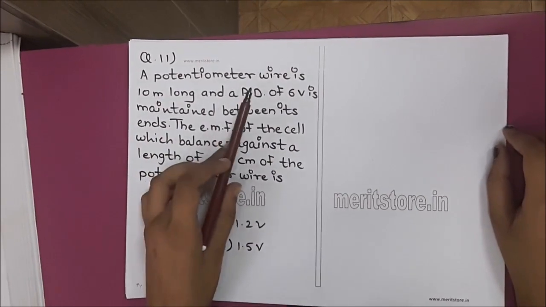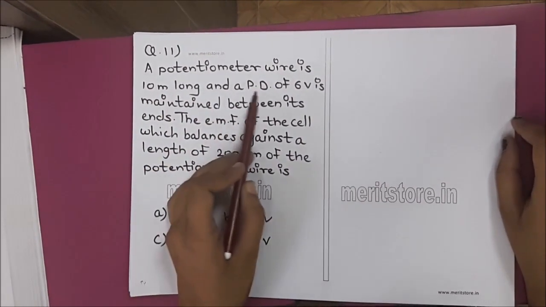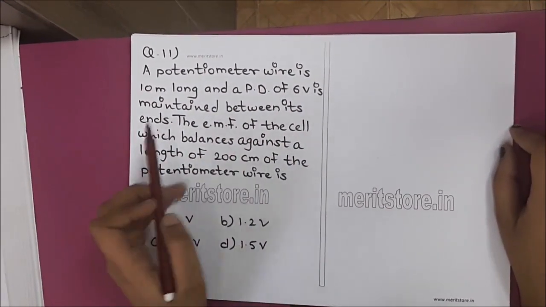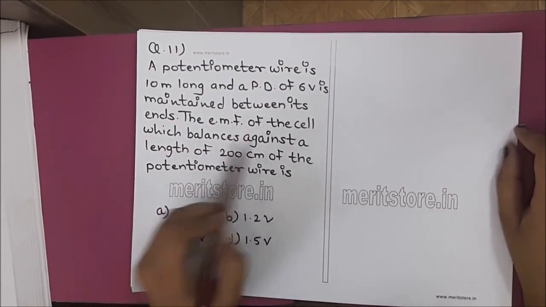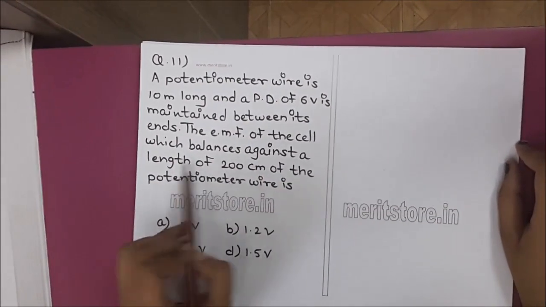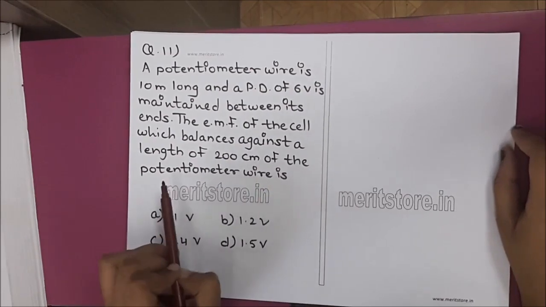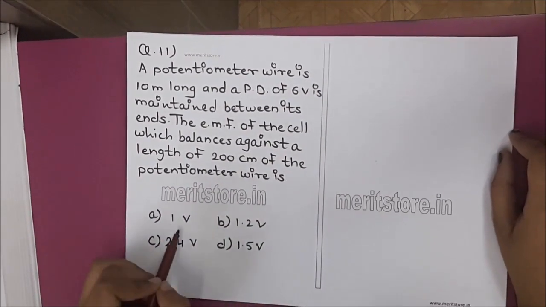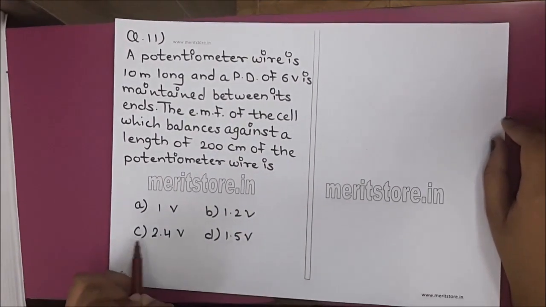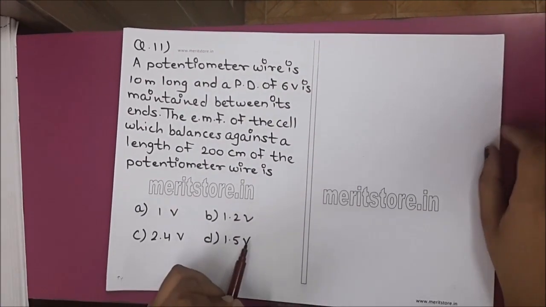A potentiometer wire is 10 meter long and a PD of 6 volts is maintained between its ends. The EMF of the cell, which balances against a length of 200 cm of the potentiometer wire, is A 1 volt, B 1.2 volt, C 2.4 volts, D 1.5 volts.